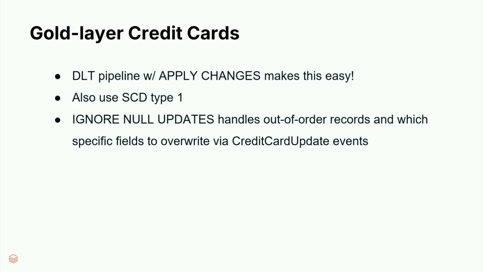So once again, using DLT pipeline with apply changes makes this pretty straightforward. And it's really the ignore null updates, which is doing a lot of the heavy lifting here by handling out-of-order records and determining which fields to set.